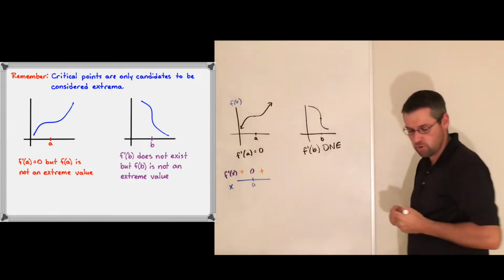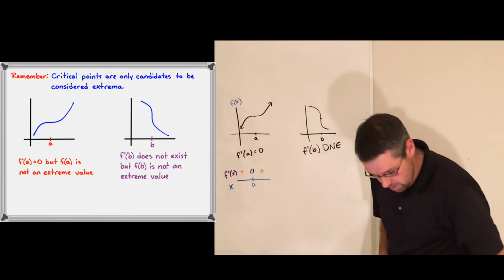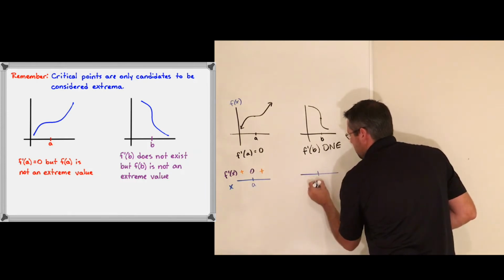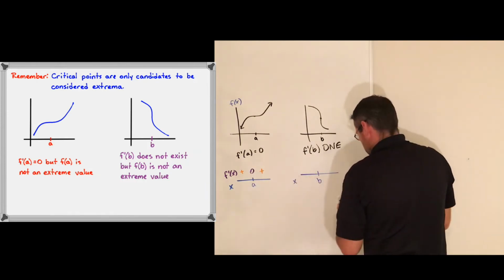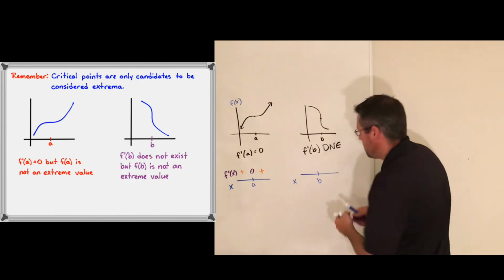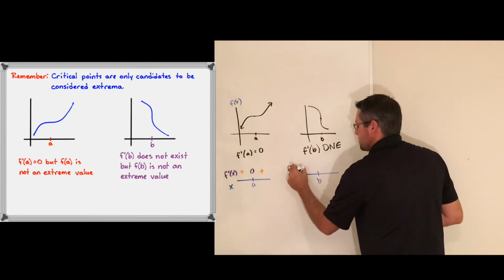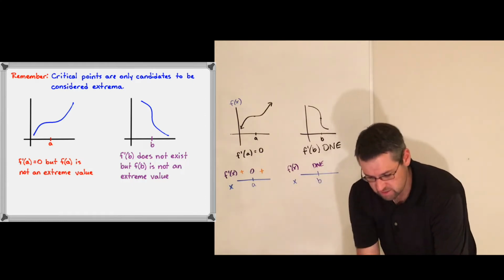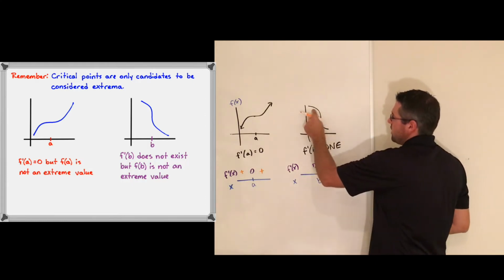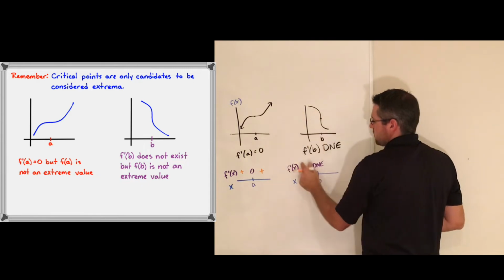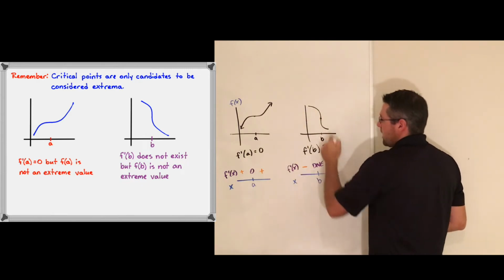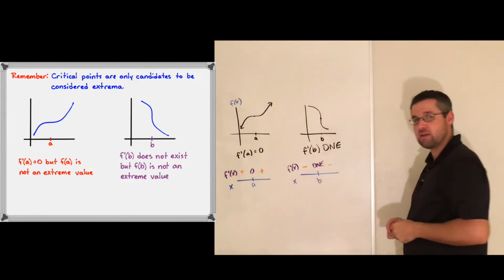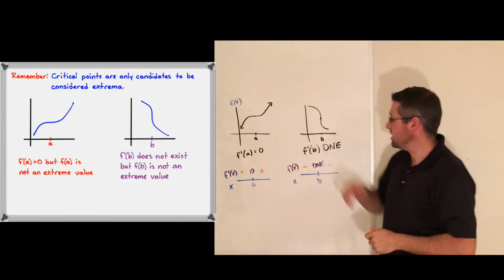Okay, that's another type of critical point. Now, if we set up the number line for this one, at x equals b we would say that f prime of x does not exist there. But if we check the signs of the derivative, we notice that the function f is decreasing before b, therefore the derivative would end up being negative. And the function after b is decreasing, therefore the derivative is negative. So again, we have no extrema in these cases.